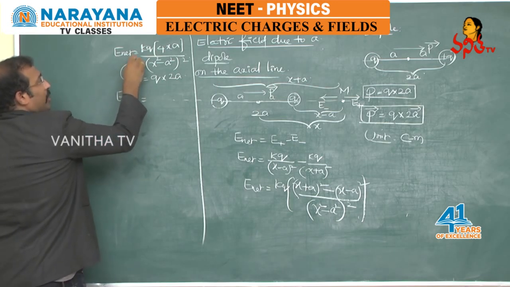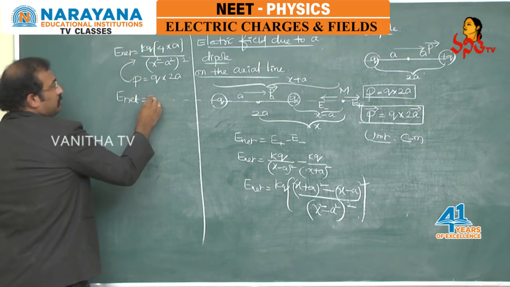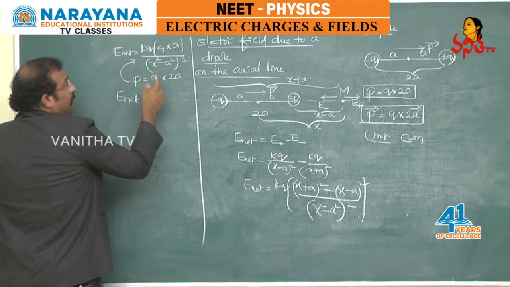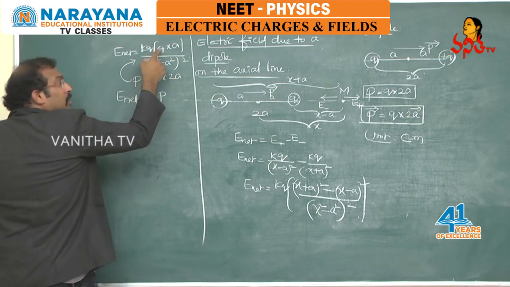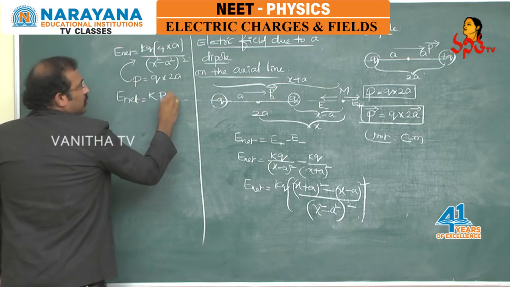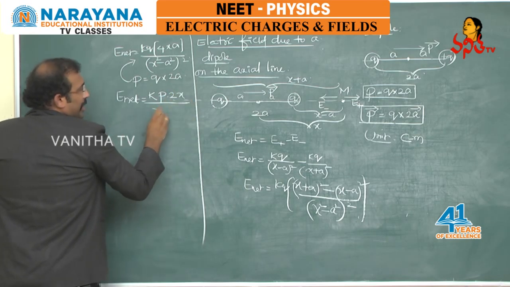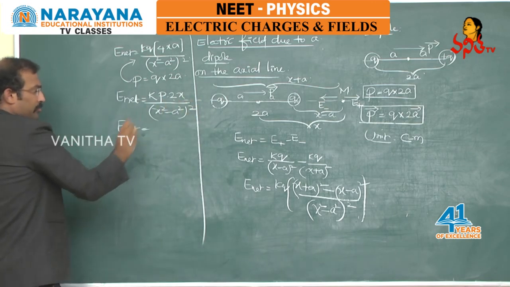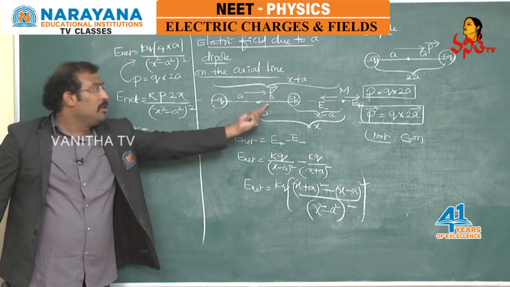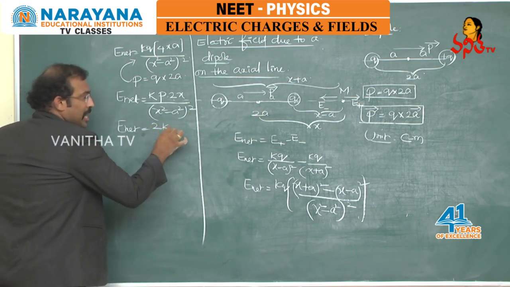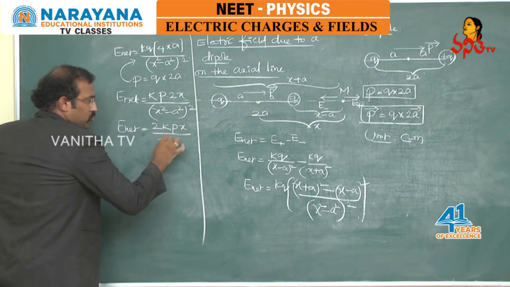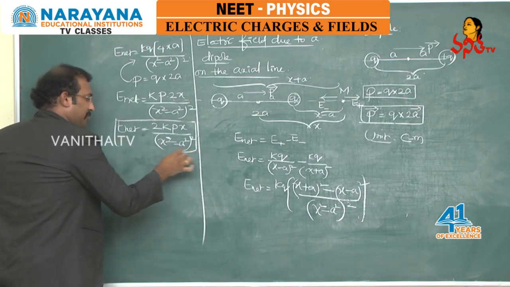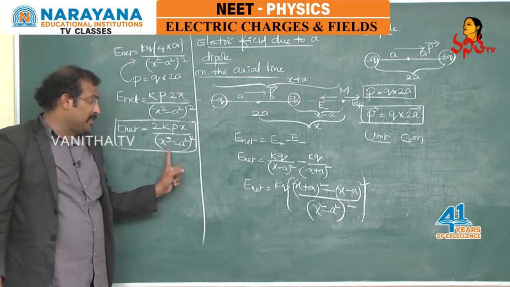On substituting this over here, we will get E net is equal to k. From this, 2a into q gives the dipole moment p. The remaining is 2 into x, so this is 2x by (x square minus a square) whole square. Therefore, the net electric field due to the dipole is given by 2kp into x by (x square minus a square) whole square. So this is the net electric field.